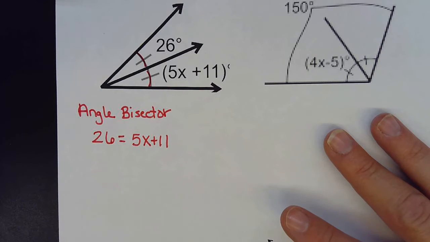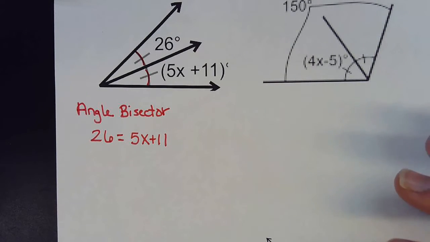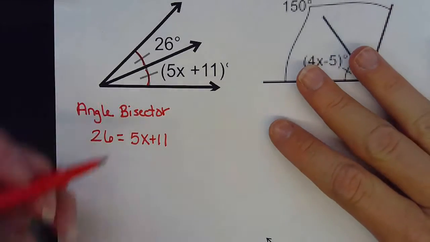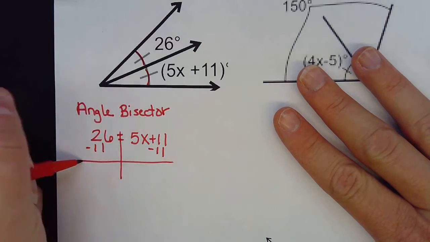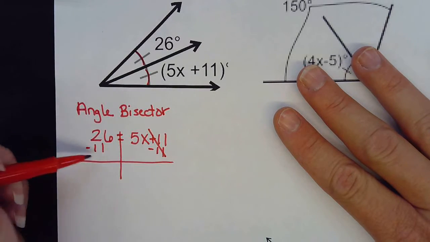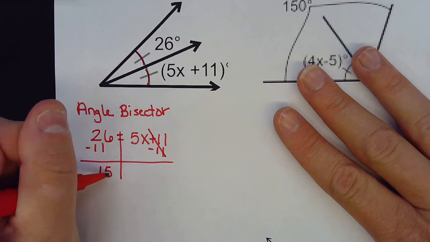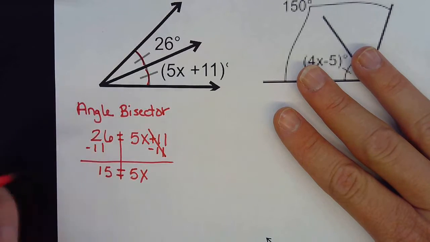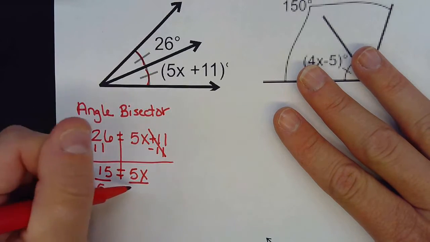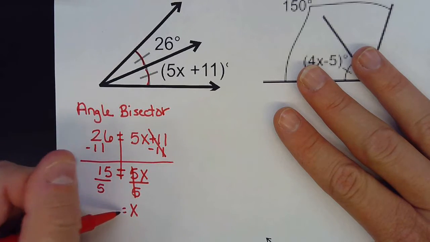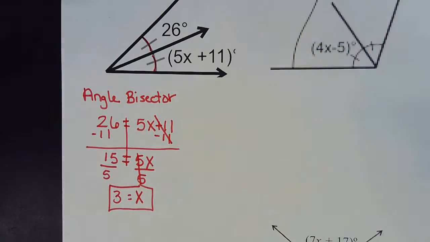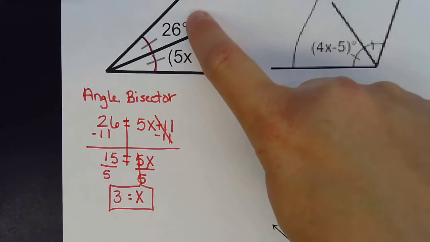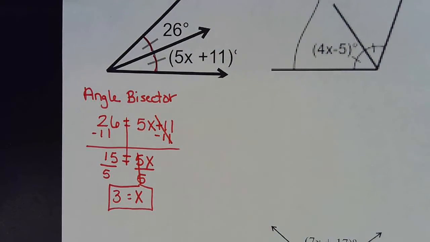Today, basically everything's equal to each other. Tomorrow, it takes a little bit of a turn, so enjoy today a little bit. So if you have 26 equals 5x plus 11, draw my little line down, subtract 11. 26 minus 11 is 15. And then divide by 5, x equals 3. And then if we had to, we could plug it back in, but we don't really need to, because if this is 26, we already know that's 26.